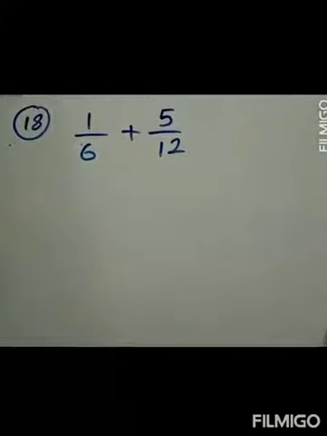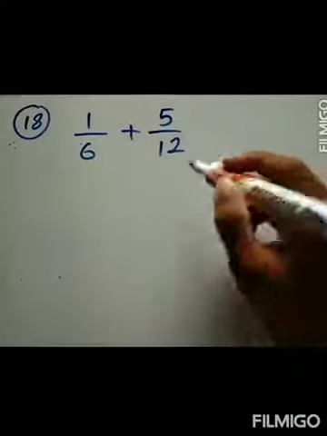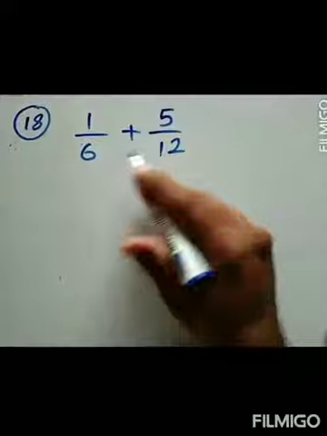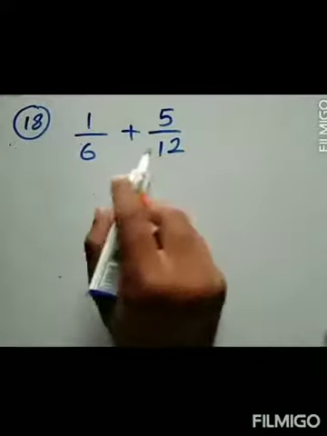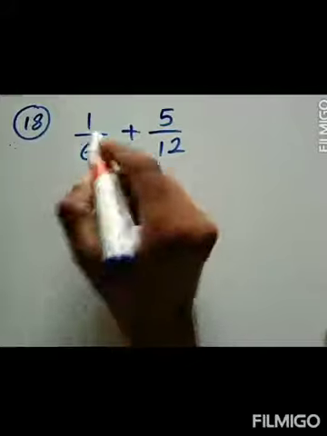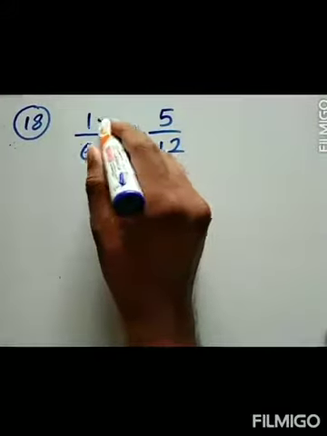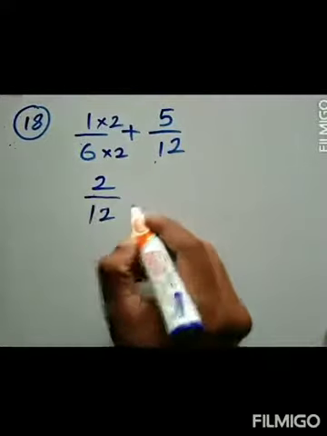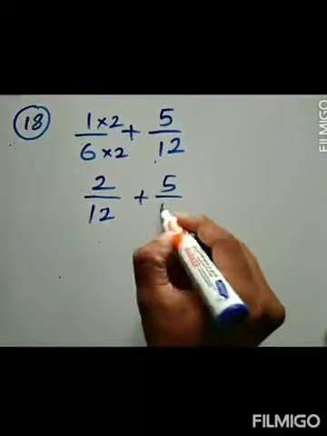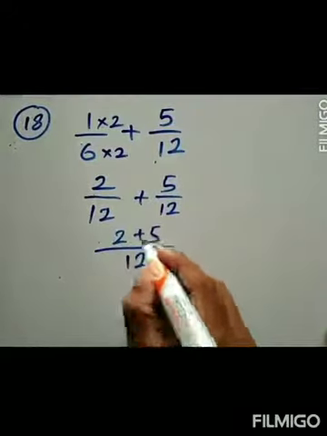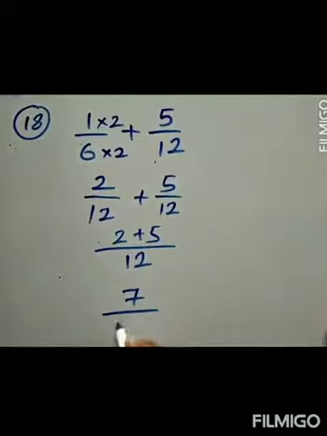In the next question, they say that simplify 1 over 6 plus 5 over 12. Then when adding two fractions, you have to take a common denominator. So you can make 6 into 12 by multiplying it by 2. Then the numerator also by 2. Then 1 times 2 is 2, 6 times 2 is 12, plus 5 over 12. Then 12 is common, therefore 2 plus 5, the answer is 7 over 12.